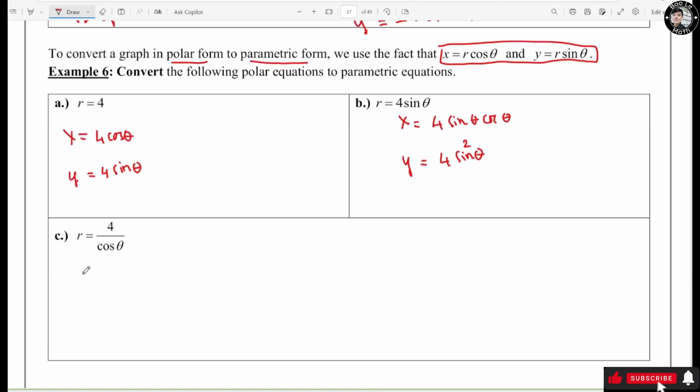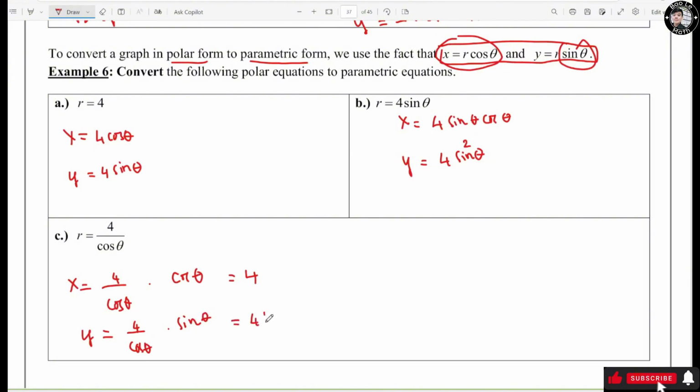Now question C, you know that x equals r cosine theta, but r equals this one. So I have 4 over cosine theta times cosine theta, so it could be 4. Now y equals 4 over cosine theta times sine theta. Sine divided by cosine is tangent, so it could be 4 tangent theta.